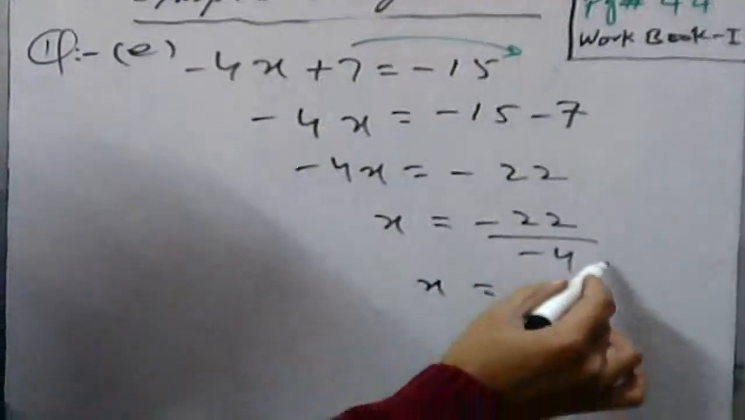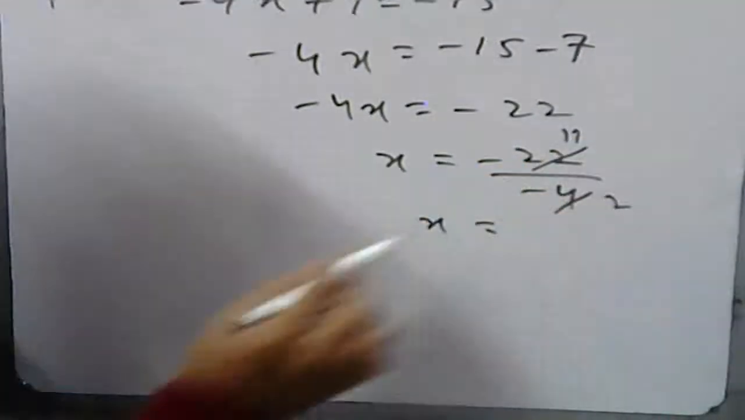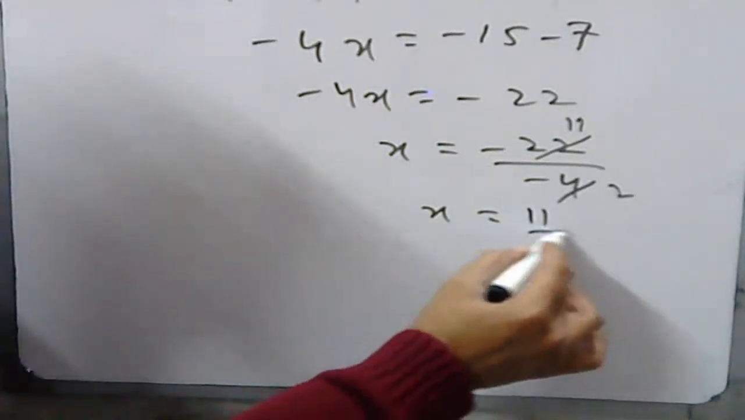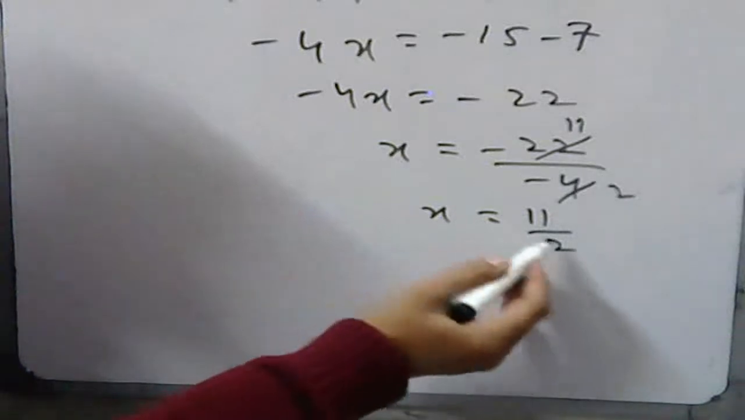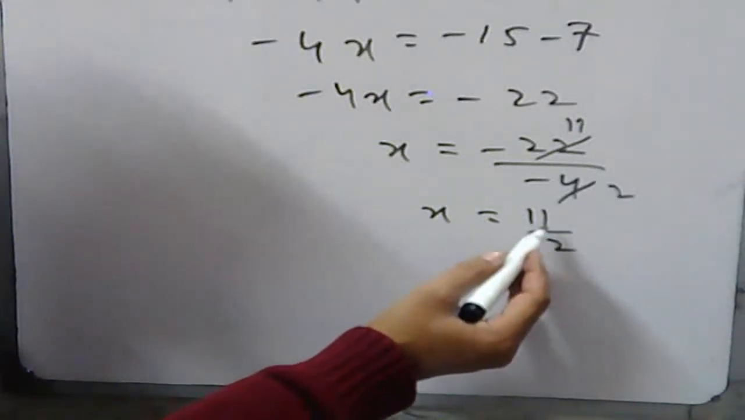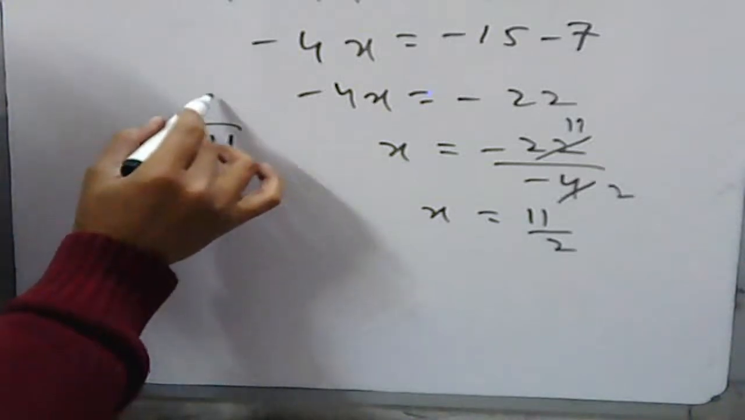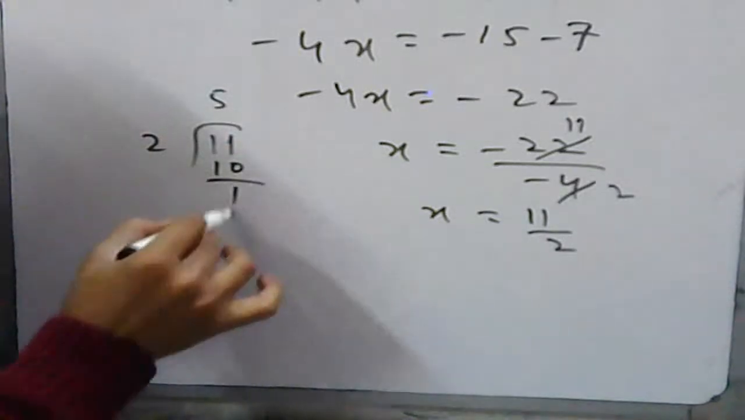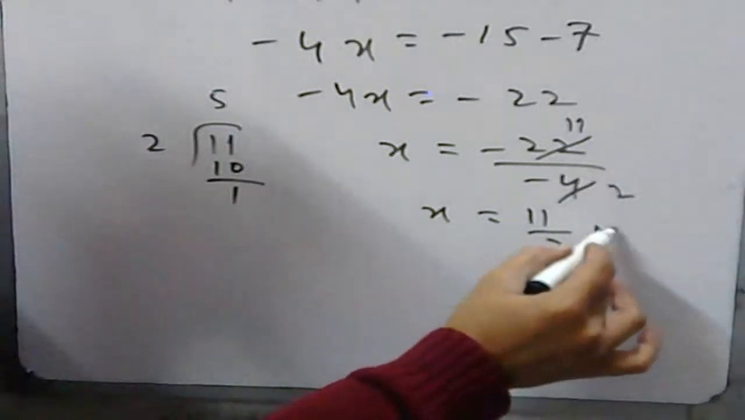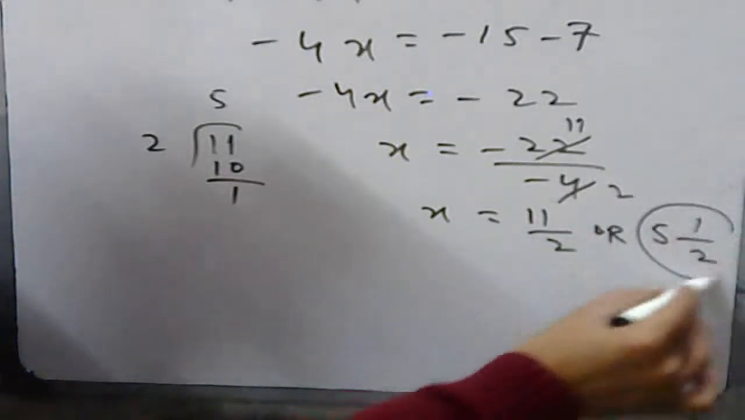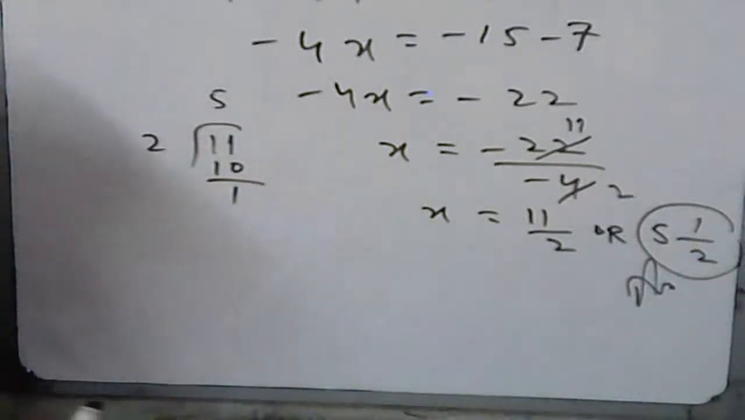So after simplification, 2 2s are 4, 11 2s are 22. Minus minus will be cancelled. So you will get 11 by 2. That is your answer in fraction form, or in whole number you should divide 11 by 2, 5 2s are 10. So you will get 1. So the whole number can be written as 5 whole 1 by 2. So that is your required result.